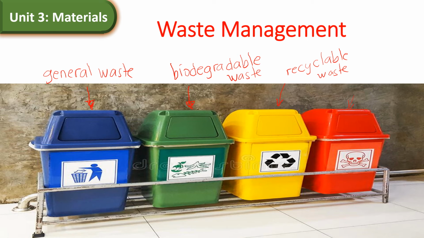And then you have your red bin, which is for hazardous or dangerous materials. For example, your light bulbs, your spray cans, or your pesticides. You cannot place them in your recyclable waste, even though you can recycle the can, because the content or the inside of that can is toxic or poisonous. So you're going to place it in the red bin.